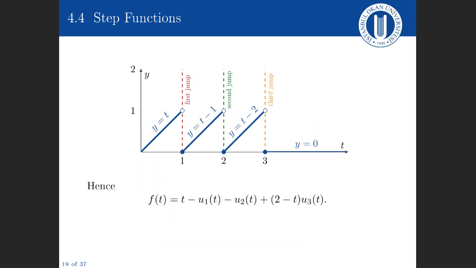Now we can put these in. We start at t. At 1, we go down 1, so minus u1. At 2, we go down 1, but the shape of the function is the same, so just minus u2. At u3, we don't just go down, but the function changes. We're not just going down 1 and then keeping the same type of function. We're going down and we're changing the type of the function. So at 3, we're doing plus (2 minus t) u3.